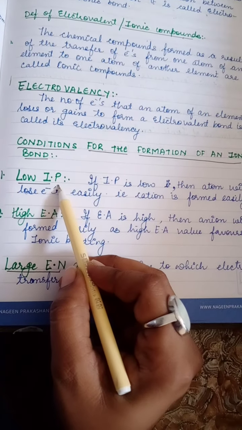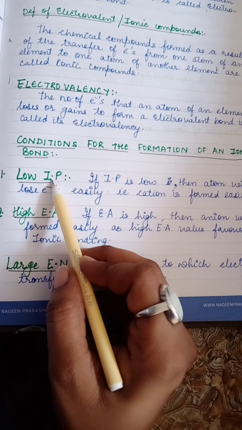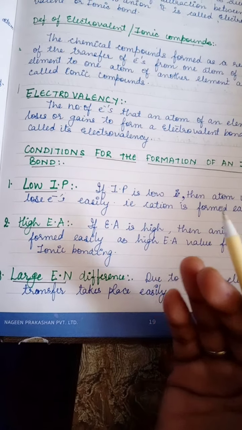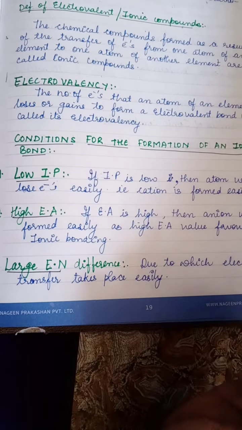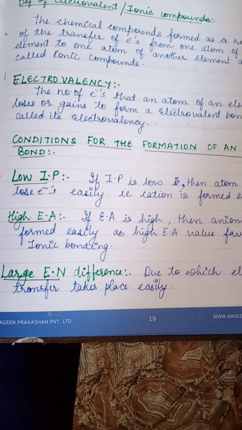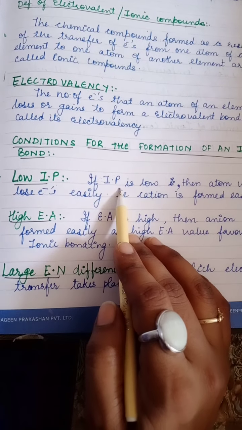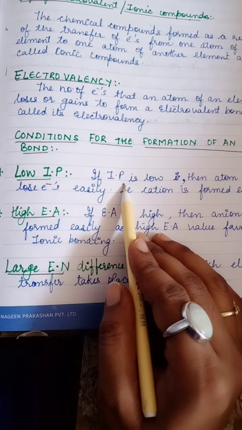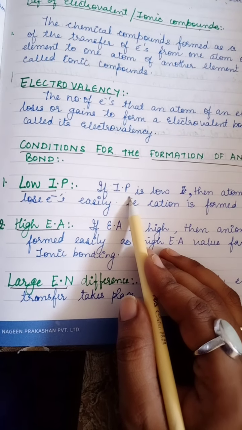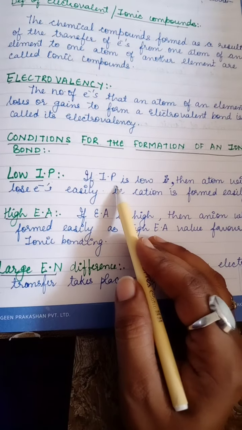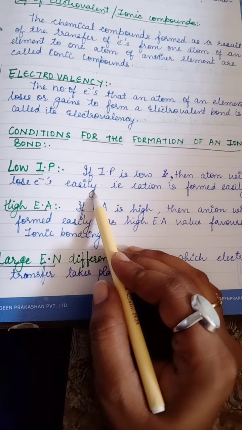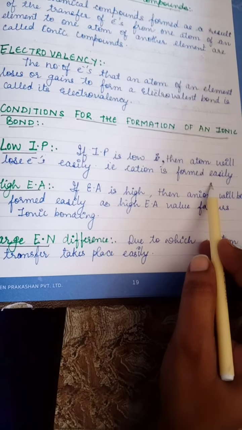Low ionization potential. Why low ionization potential? Because if any element has 1, 2 or 3 electrons, it is very easy to remove these electrons, instead of 4, 5, 6 and 7 electrons. Ionization potential is the energy required to remove the electron. So the less energy required, the more easily it will be removed. Hence IP is low, then the atom will lose the electron easily. That is, a cation is formed easily.